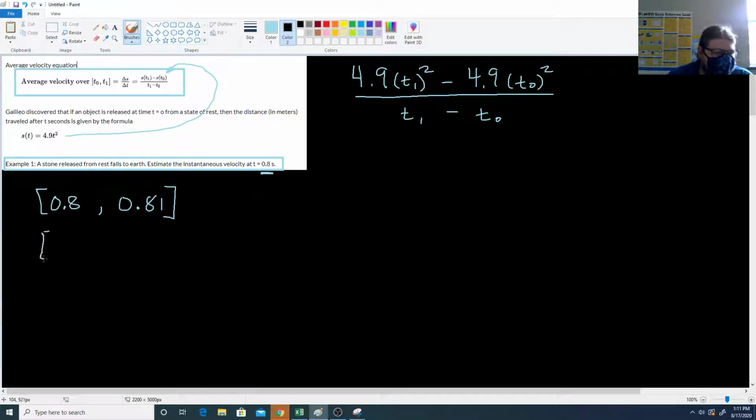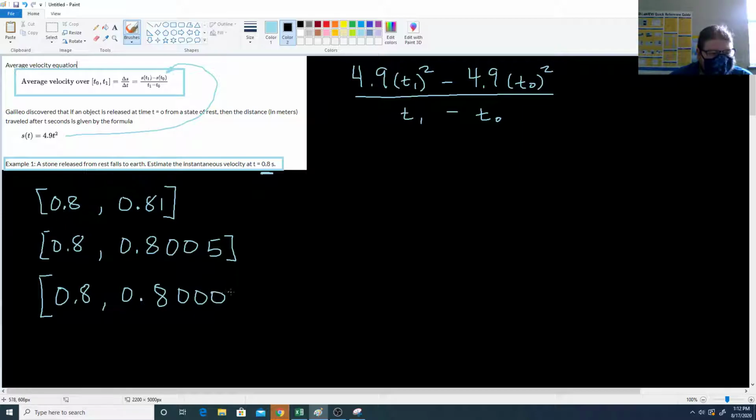And that'll probably be relatively accurate, but what if we looked at closer times? So maybe 0.8005. We looked at an even smaller time segment, so this number would be closer to 0.8 than 0.81. So this is over a much smaller time segment, and our average velocity should be closer to the true instantaneous velocity. And we'll look at a third one with even more zeros, say 4 zeros.